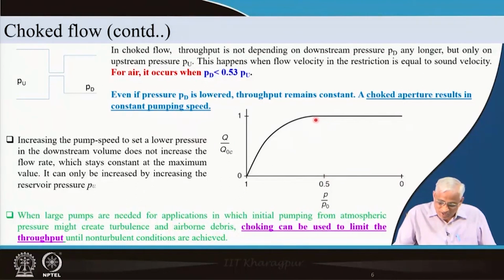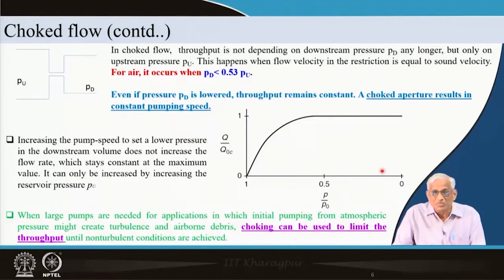So, choked flow means what? Between 1 and 0.5, you are getting variable throughput, but once you cross 0.5, that means high vacuum. This is the high vacuum side, this is poor vacuum. Do not get confused, this is not P, this is P by P naught plotted, and this side is the atmosphere. Okay. You can also show it like the other way for your convenience, but I have shown it like this because it gets saturated. I want to show that as vacuum is improved, the flow rate gets saturated.